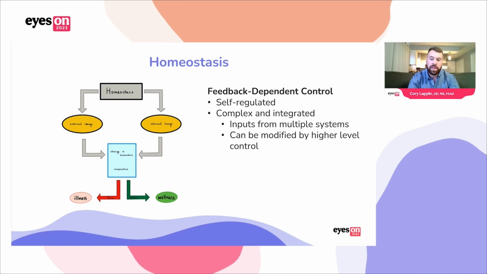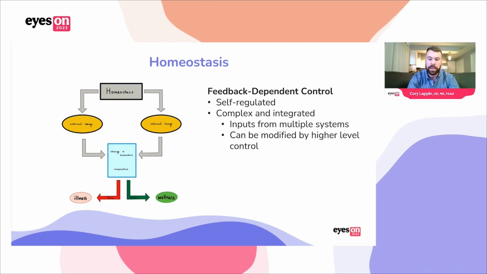For instance, feedback received by the cornea when a foreign body gets in the eye is then sent back to the brain, and that sends a signal to the lacrimal gland and orbicularis oculi muscle to stimulate reflex tearing and blinking to remove the foreign body and restore homeostasis. And this whole process is carried out unconsciously, which underscores the self-regulated nature of the system.